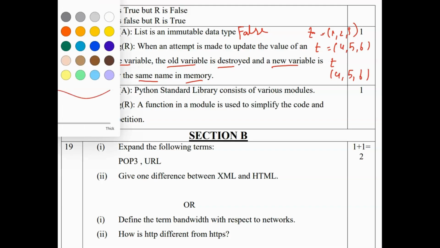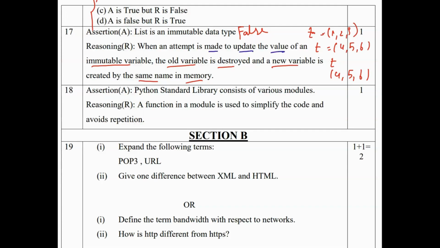In this case, you should understand that when an attempt is made to update the value of an immutable variable, we are attempting to update its value, so the old variable will get destroyed. This is your old variable and this is your new variable. The new variable will be created by the same name in the memory, so the new value gets updated. Whenever I try to print t, it will give only the new value. It will not provide the old value 1, 2, 3. So the statement is true here.